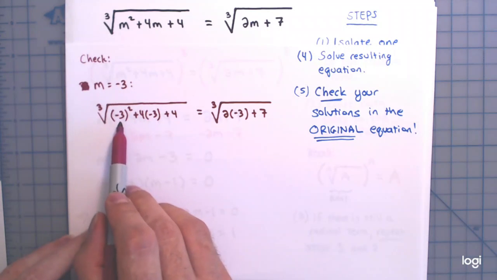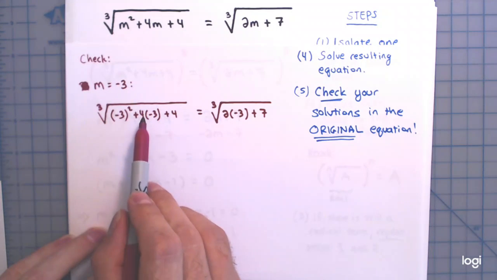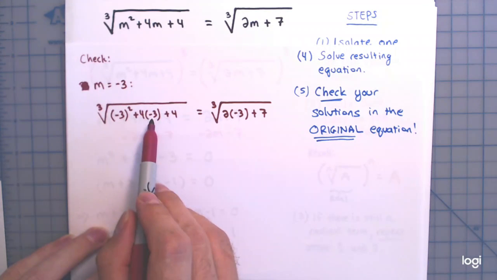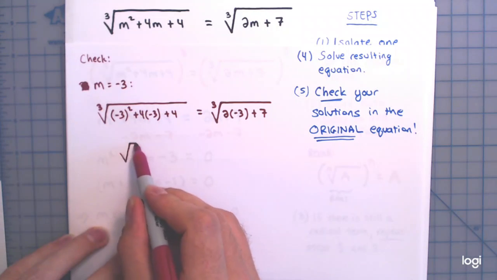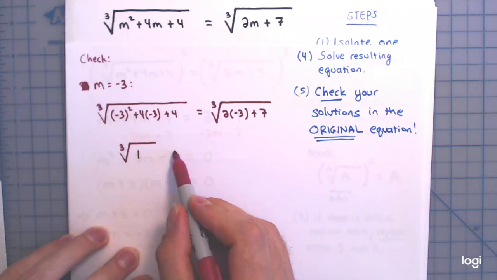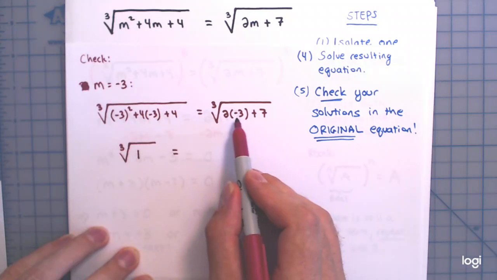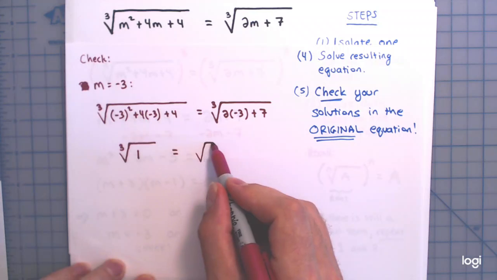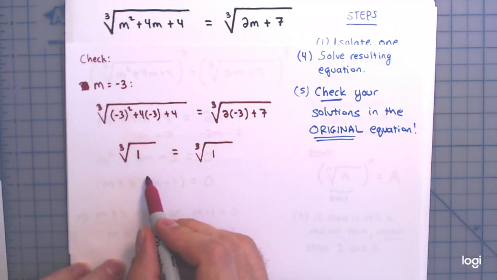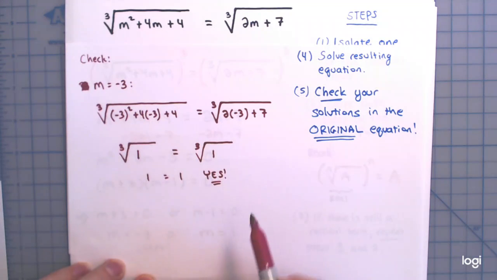Now I'll simplify this out loud here. Negative 3 squared is positive 9. 4 times negative 3 is negative 12. 9 plus negative 12 would be negative 3, and then plus 4 would be positive 1. We have the cube root of positive 1 on the left. And on the right, in this radicand, 2 times negative 3 is negative 6, then plus 7 is positive 1. We get the cube root of positive 1 equals the cube root of positive 1, or just 1 equals 1. That is indeed a true statement.